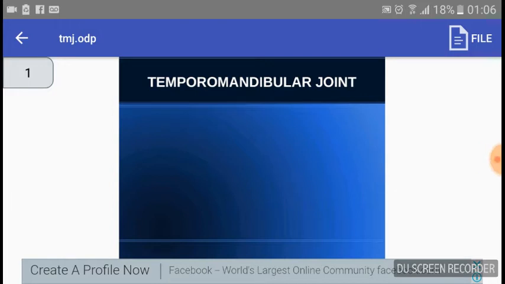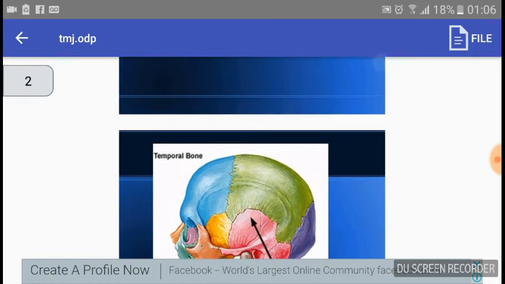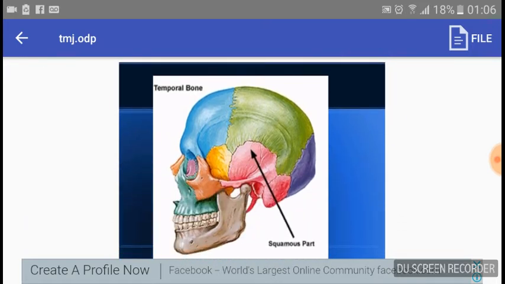So just to start off, I'm going to tell you my sources, which will be the Dentist's Head and Neck Anatomy, as well as Google images. First off, let's start by discussing what forms the temporomandibular joint.